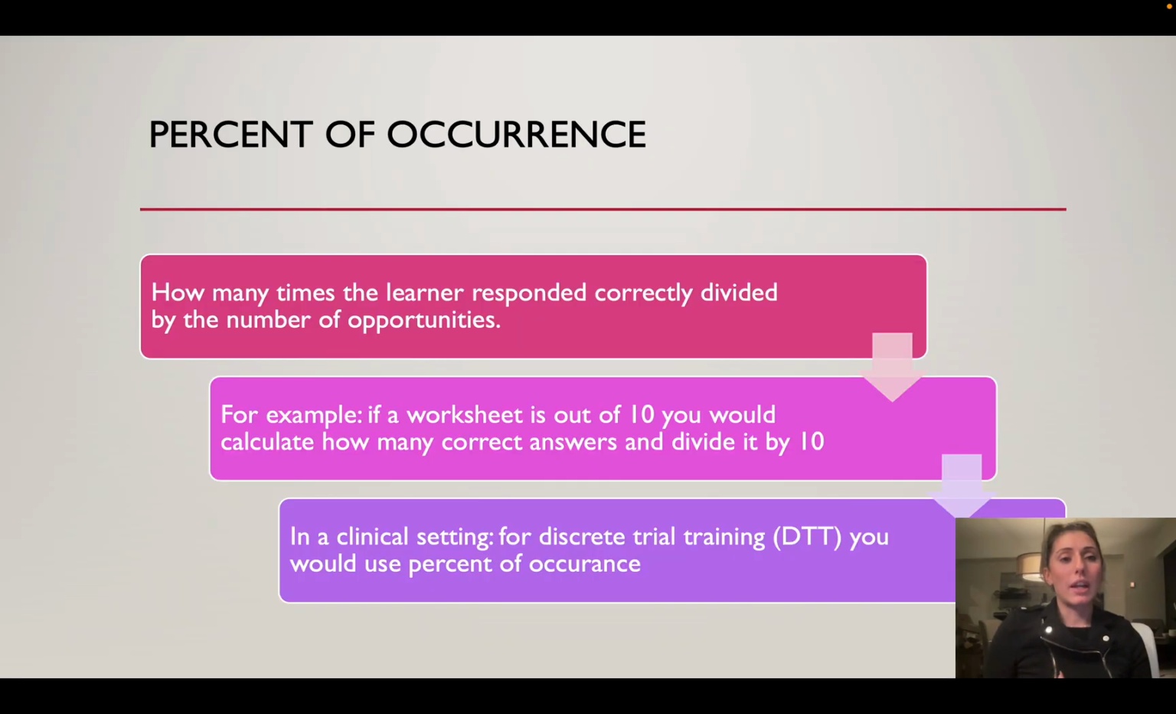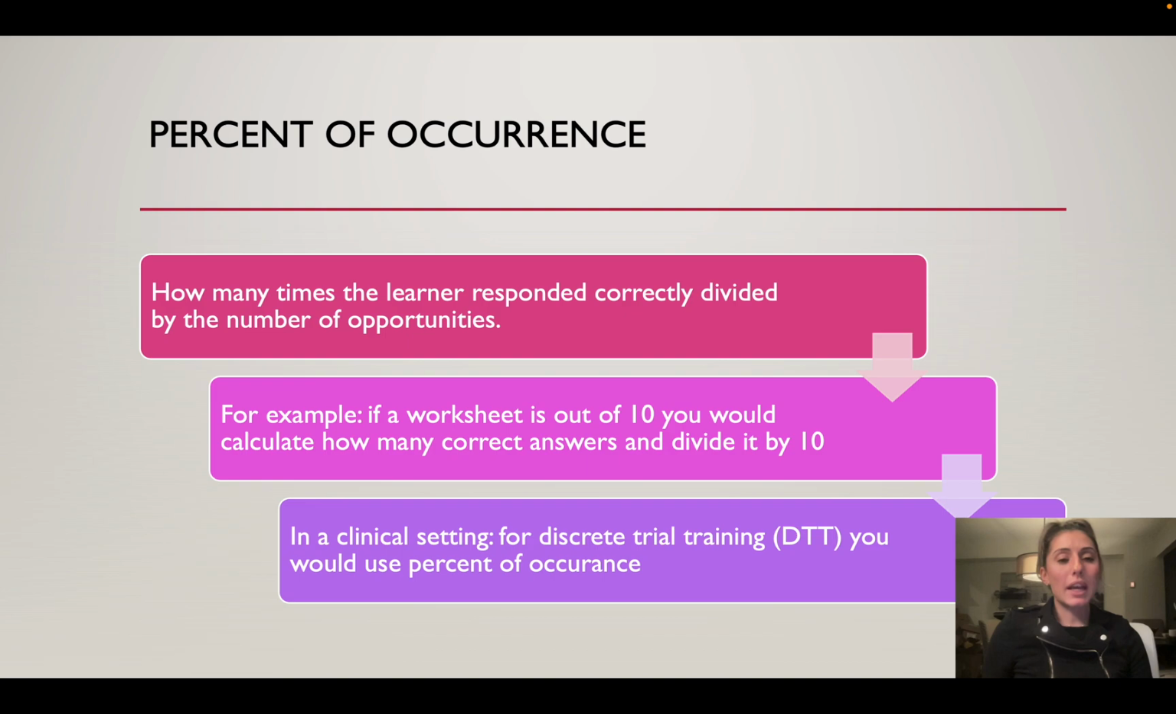Next is percent of occurrence, and this is how many times the learner responded correctly divided by the number of opportunities. So the best example that I can give here would be if I were to give a learner a worksheet that had 10 questions on it, took it back and corrected it, I would base this percentage off of, on that worksheet, how many questions did the learner get correct, divided by 10, because that's the number of questions on the worksheet. So in this case, if I got the worksheet back and it was 8 correct, it would then in turn be 80%. 5 correct would be 50%.